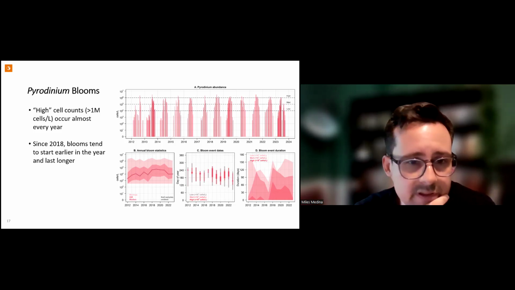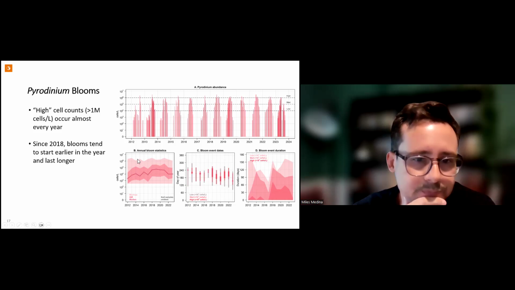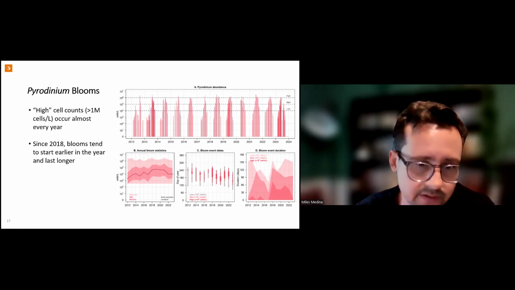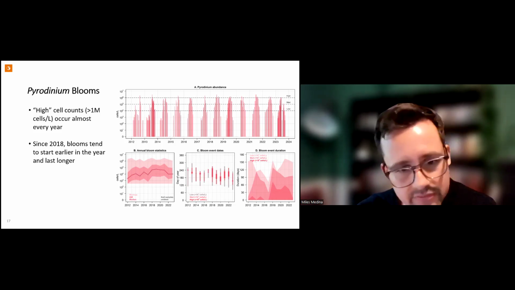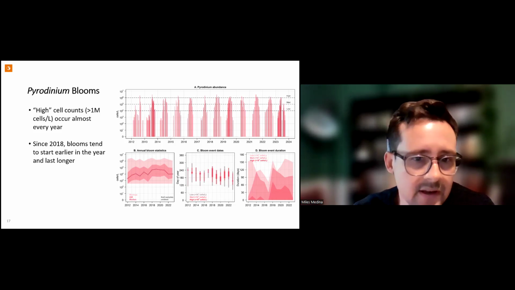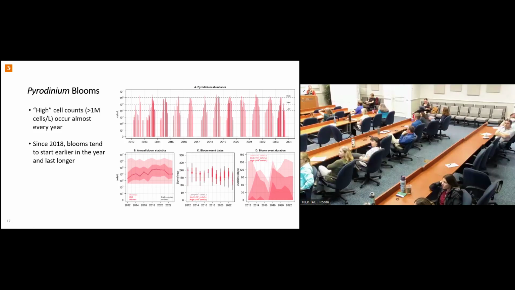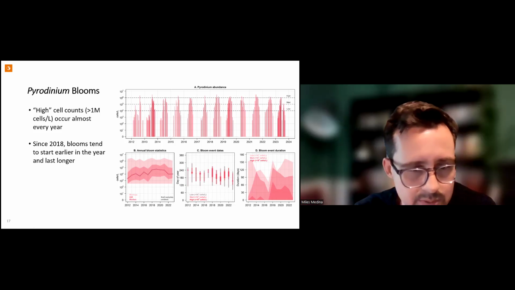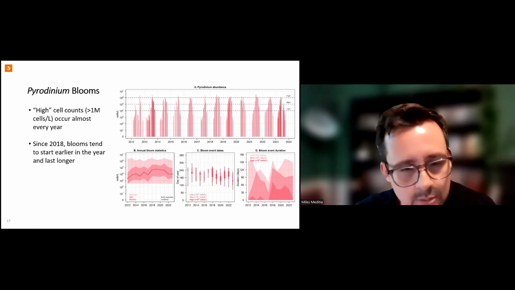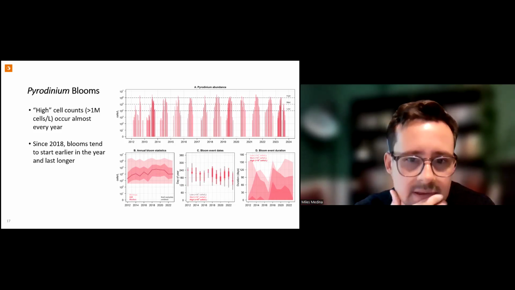The bottom panel on the left, panel B, just shows descriptive statistics for these blooms on an annual basis. We've excluded the data that have no presence of Pyrodinium, so samples with a 0 cell count aren't included here. So you can see how the median, the middle 50% of the data, and the minimum and maximum range have changed over time. It's been somewhat of an increase overall since 2018, with the last couple of years in the record showing a little bit of a decrease.